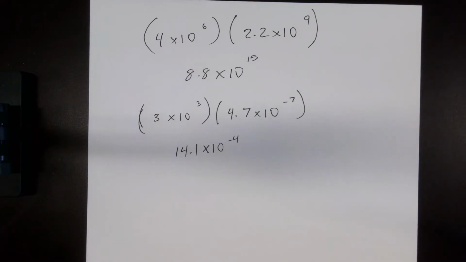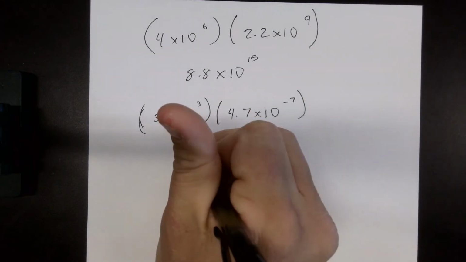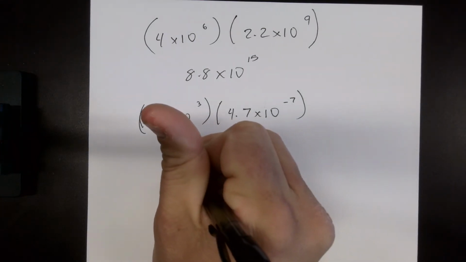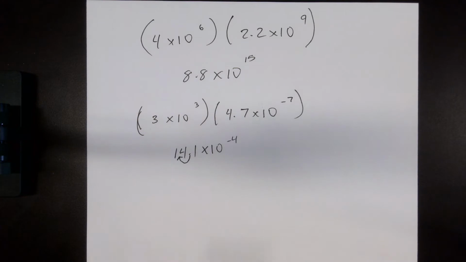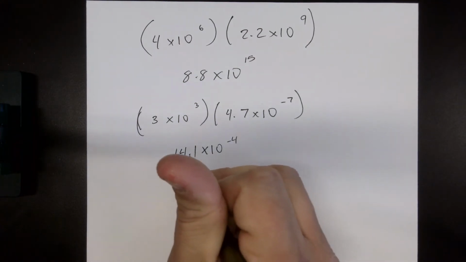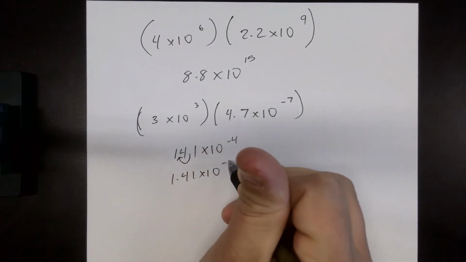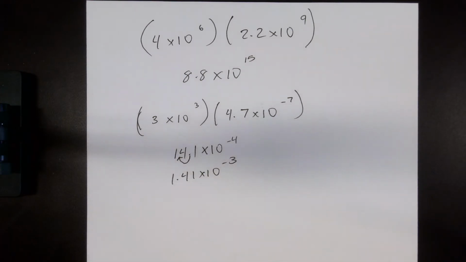Okay, so there is an issue here. In order for it to be in scientific notation, the decimal has to come after the first number, right? So technically in this case, we have to move the decimal from here to here to here. But anytime you move the decimal to the left, you add an exponent. So this answer is technically 1.41 times 10 to the negative third.